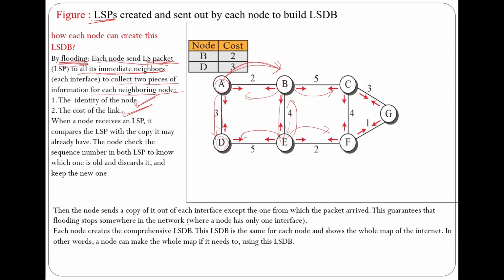If I consider node A, what are the immediate neighbors? Yes, B and D. I said flooding will happen. That flooding will contain node information as well as cost information. Similarly, with respect to B, what are the nearest neighbors? A and C as well as E.